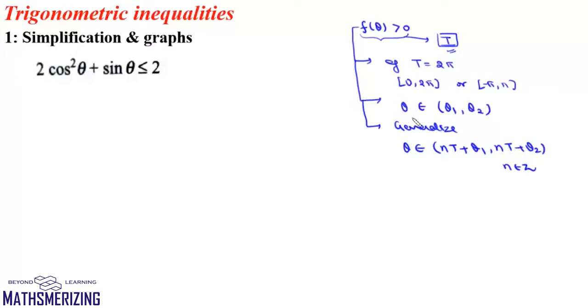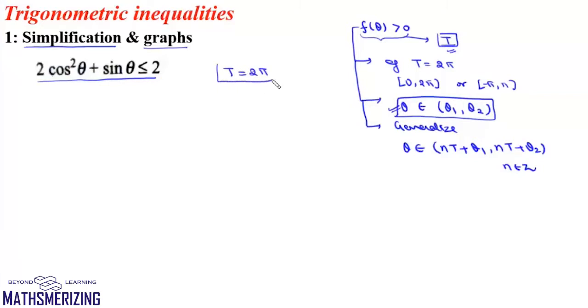Now how to find this solution? We'll be using either normal inequalities or graphs. For example, suppose we have this question: 2 cos square theta plus sine theta is less than or equal to 2. We need to solve this inequality. Cos square theta has a fundamental period of pi, sine theta has a fundamental period of 2 pi, so the fundamental period for this function will be 2 pi.